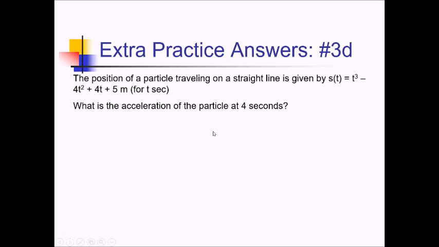On this problem, we want the acceleration of this particle at 4 seconds. Recall from part A, our acceleration formula was 6t minus 8. So this is going to be 6 times 4 minus 8, or 24 minus 8, which comes out to 16, and that's going to be in meters per second squared.